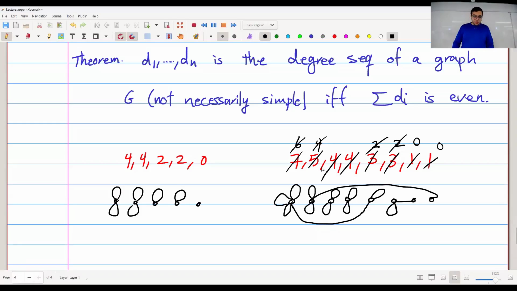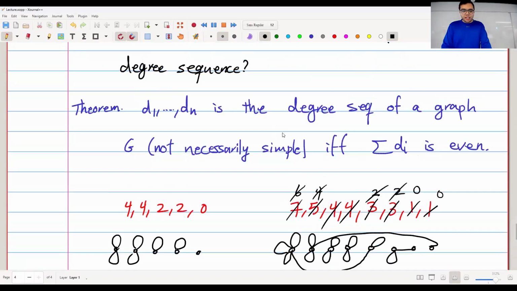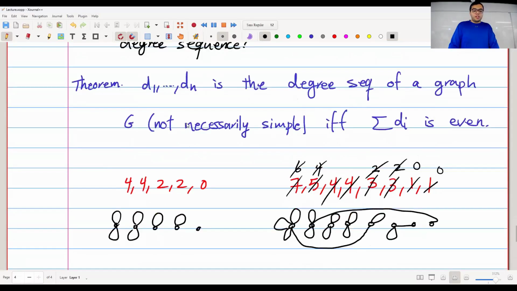Of course, this algorithm works for any sequence as long as the sum of the numbers is even. So a sequence is a degree sequence of a graph if and only if the sum of the di's is even. But this is too simple, and we like to make our lives harder. So the question is, what if I don't allow self loops, and what if I don't allow multiple edges either? So what if I want it to be a simple graph?